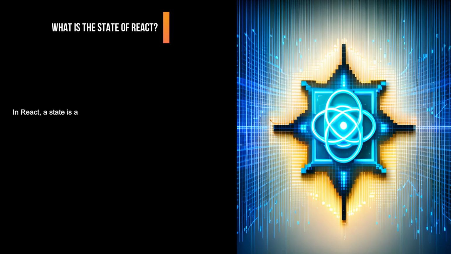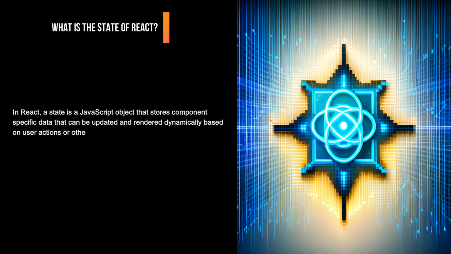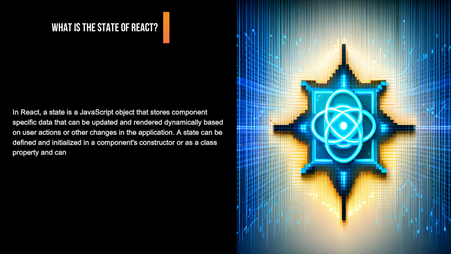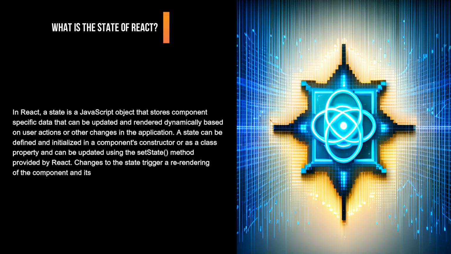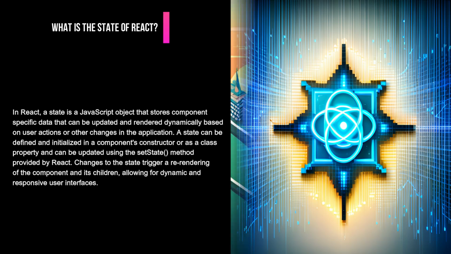What is the state of React? In React, a state is a JavaScript object that stores component-specific data that can be updated and rendered dynamically based on user actions or other changes in the application. A state can be defined and initialized in a component's constructor or as a class property and can be updated using the setState method provided by React. Changes to the state trigger a re-rendering of the component and its children, allowing for dynamic and responsive user interfaces.